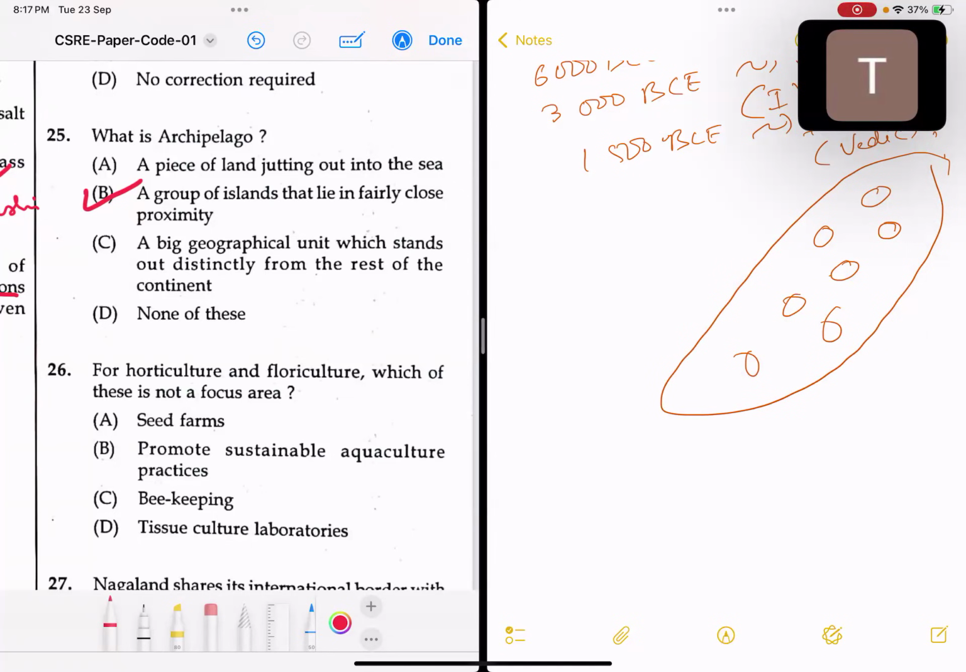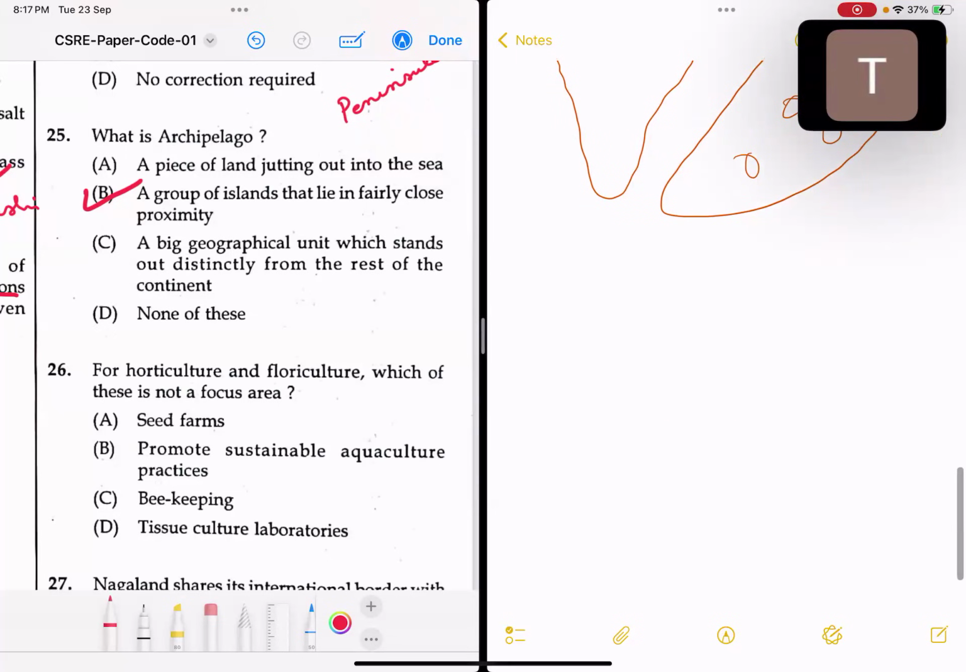Now let's look at the other options also. A piece of land jutting out of the sea. When we say a piece of land jutting out of the sea, this is known as a peninsula. If you look at the Indian map, the middle portion and the southern part protrude out into the sea. So this is why India is also regarded as a peninsula.